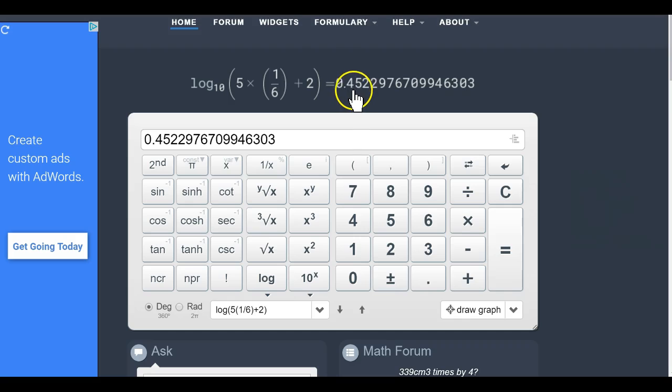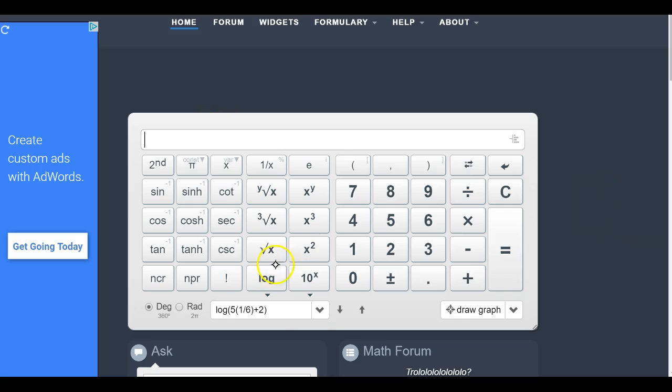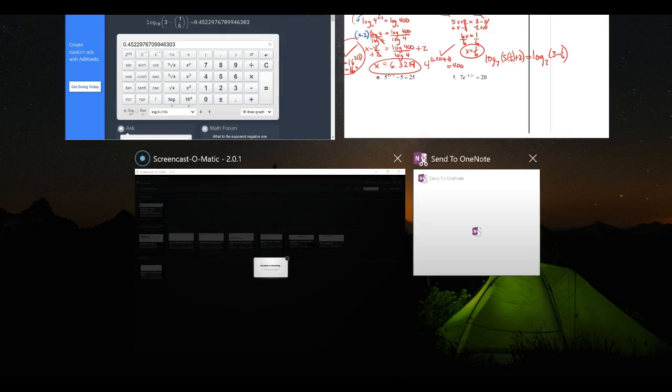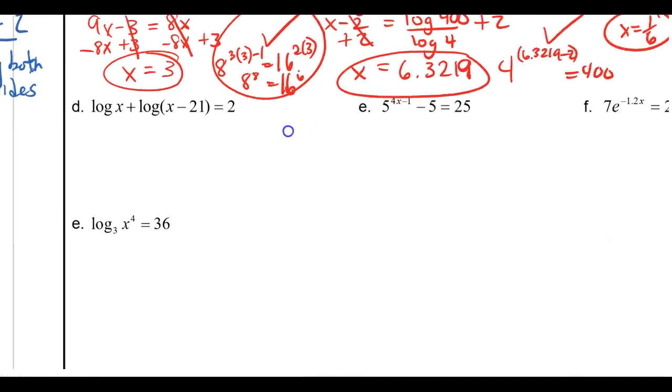Well, it gives us 0.45229 and something something. So let's double check the other side of our equation. So it's log of 3 minus 1/6. So let's do log of 3 minus 1 divided by 6. That should give us the same thing, and it does. 0.45229 and so on. Okay, so that does work. All right, now I'll move on to this next one.